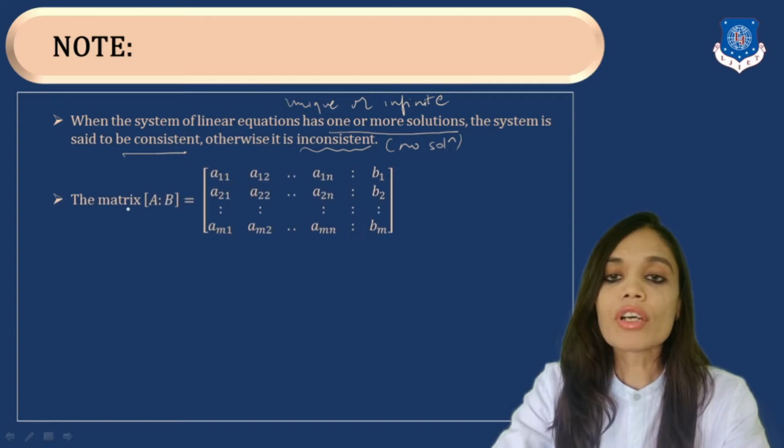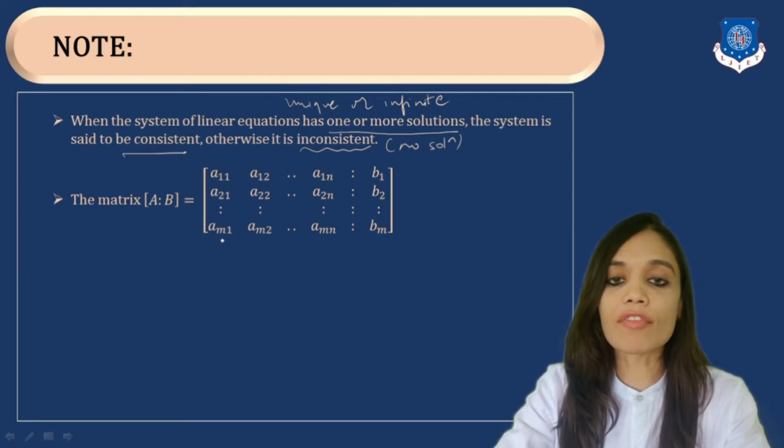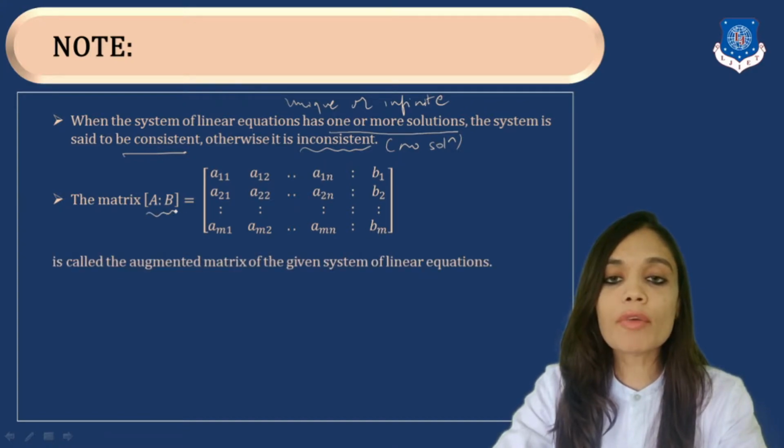Now, the matrix [A | B] is equal to a11, a12, a1n and so on, am1, am2, amn, and here we will write all the constants, that is b1, b2 up to bn. This type of matrix is known as the augmented matrix of the system of linear equations. That is, here you have to write A and on this side you have to write matrix B.